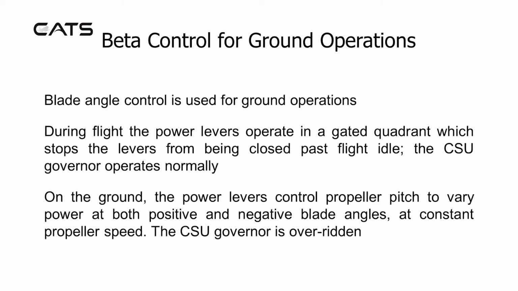During flight, the power levers operate in a gated quadrant, which stops the levers from being closed past flight idle. The CSU governor operates normally. On the ground, the power levers control propeller pitch to vary power at positive and negative blade angles at constant propeller speed. The CSU governor is overridden.